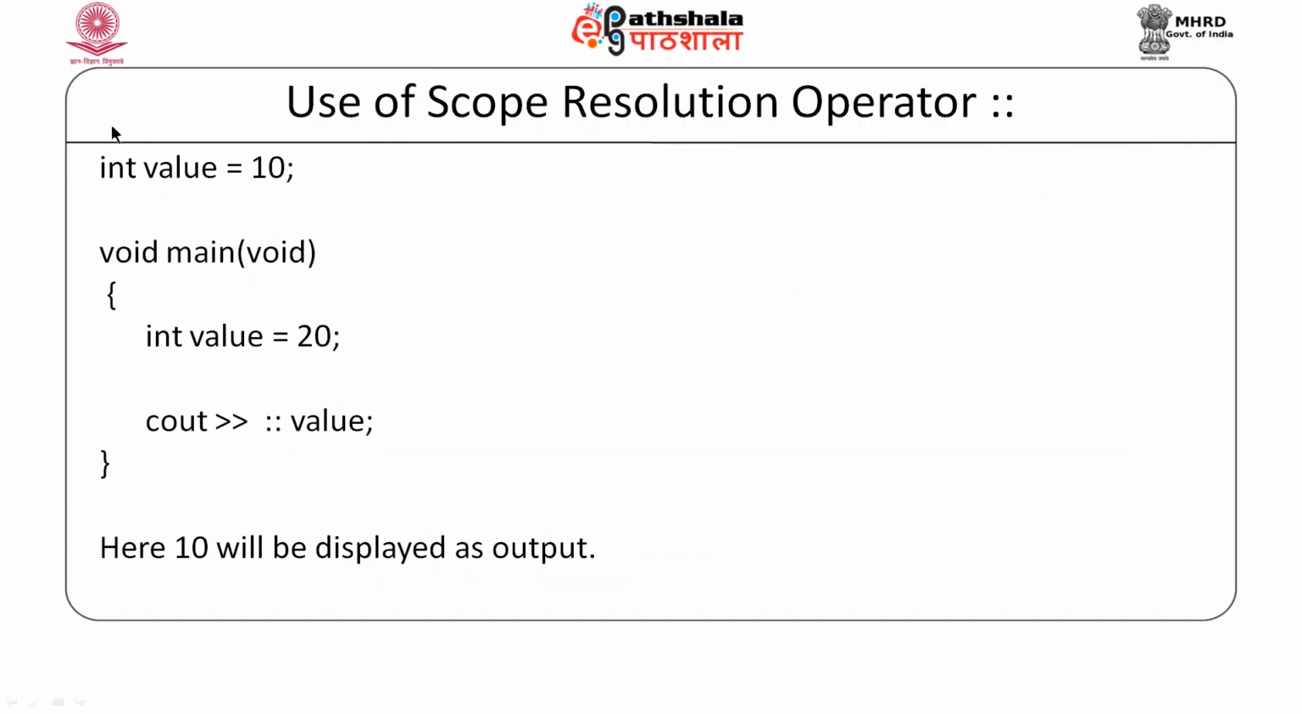How do we use it? Let us have a look. Now, if I do not want the value of this variable to be displayed, rather than this value, I want this value to be displayed, what I can do is, here I can use the scope resolution operator. So, when I use the scope resolution operator with value, the value of the variable declared in the outer scope will be displayed. So, here 10 will be displayed as an output.